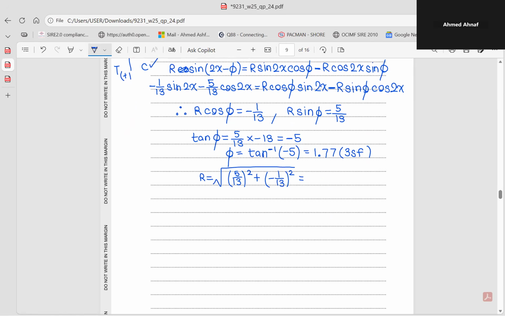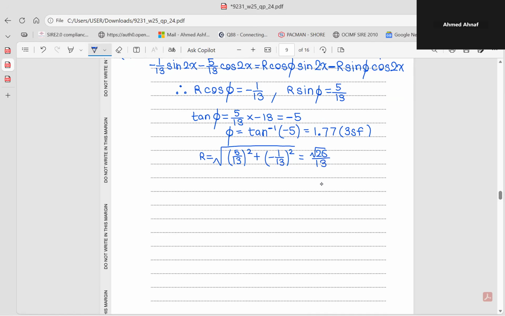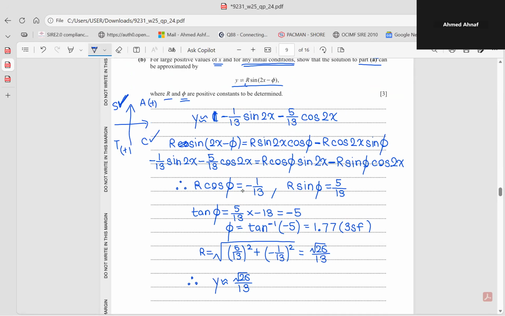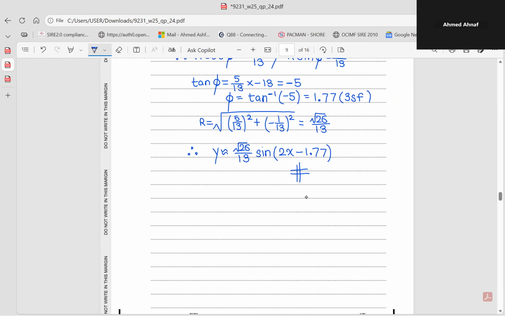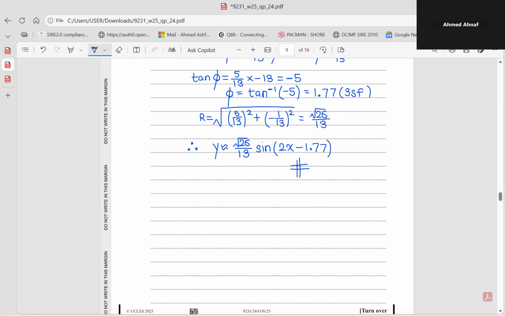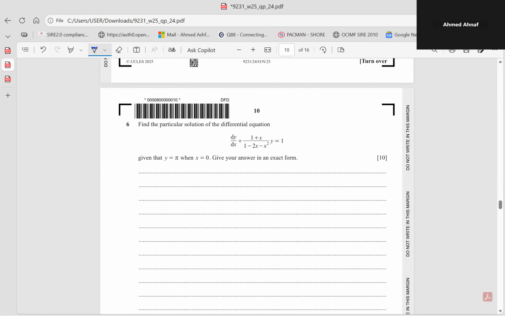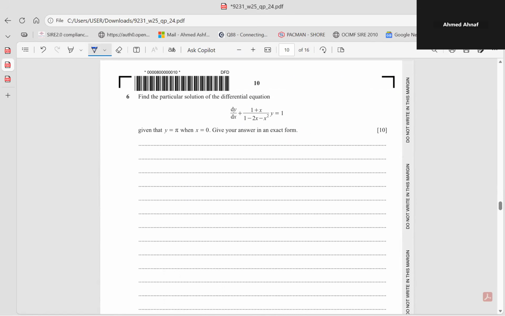So that is square root 26 over 13. Okay, so we found what y is. So y is approximately square root 26 over 13 sine 2x minus 1.77. Yeah, so this would be our final answer for this first part. Let's move on to the next question.